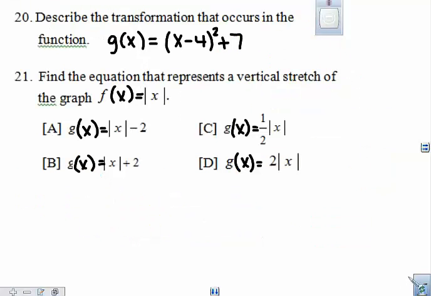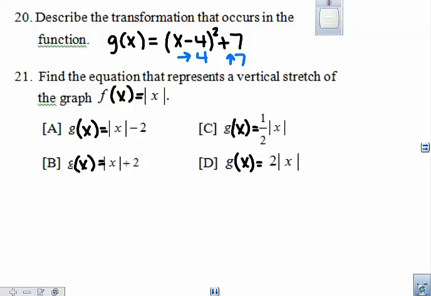20 gives you a function and asks you to describe the transformation that occurs. Okay, so this was a square, so this was a parabola or a quadratic. Okay, this minus 4 on the inside shifts to the right 4. Remember, it's opposite of what's inside. Okay, and then a plus 7 on the outside shifts it up 7. So the transformation is shifted to the right 4 and up 7.